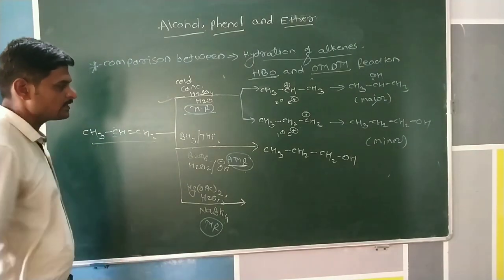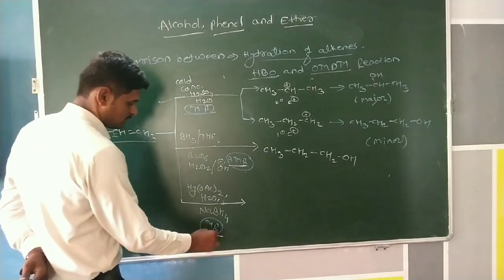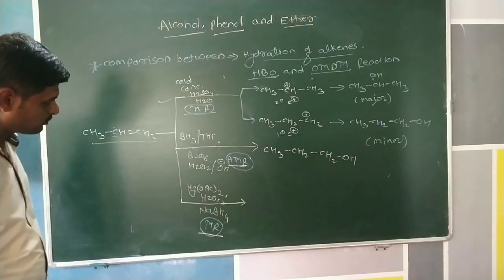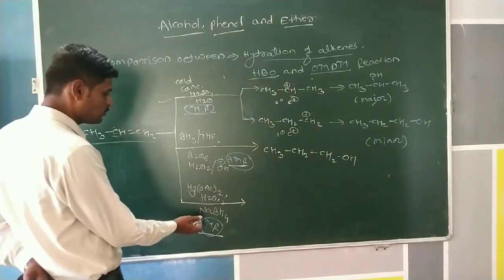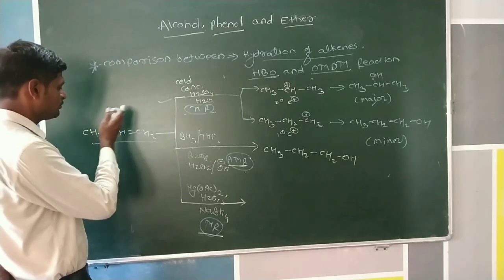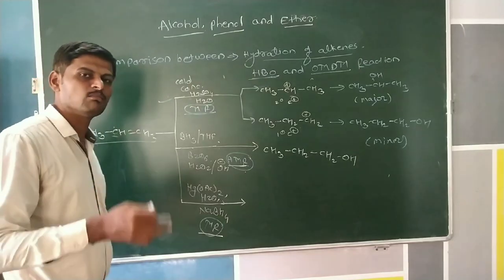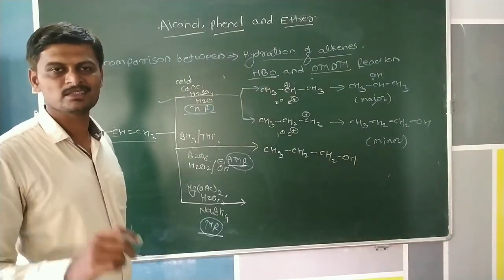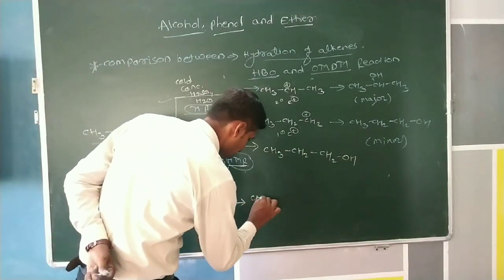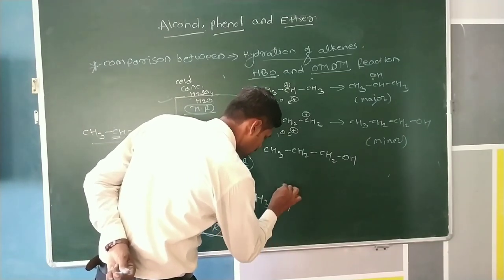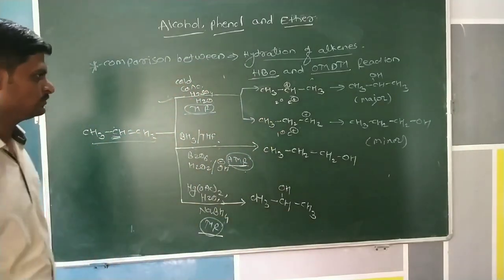In case of the OMDM reaction, this reaction also follows Markovnikov's rule. That means the hydroxyl group is attached to the doubly bonded carbon atom which contains fewer hydrogen atoms. Therefore, the hydroxyl group is attached to this carbon atom. Then it forms CH3 CH OH CH3. There is a formation of secondary alcohol.